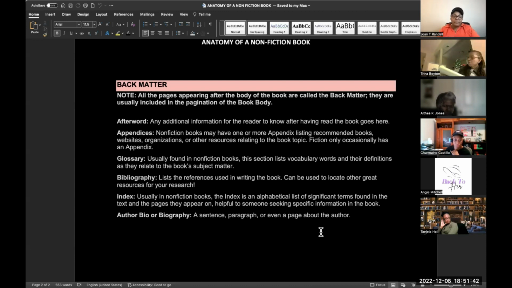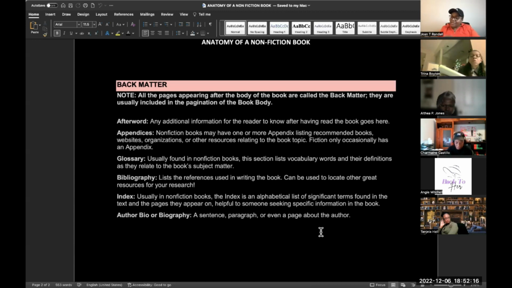And then the index. Usually, again in nonfiction books, it's an alphabetical list of significant terms found in the text and the pages they appear on. And it's helpful to someone seeking specific information. Again, none of these have to be in your book, but I wanted you to have them so that you understand, if you see them in a book, what it means, right? And if you choose to use them, which of the words would be relevant to what you want to put in the back matter of the book.